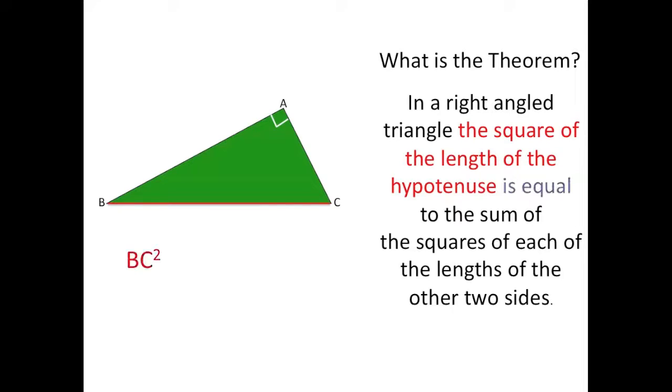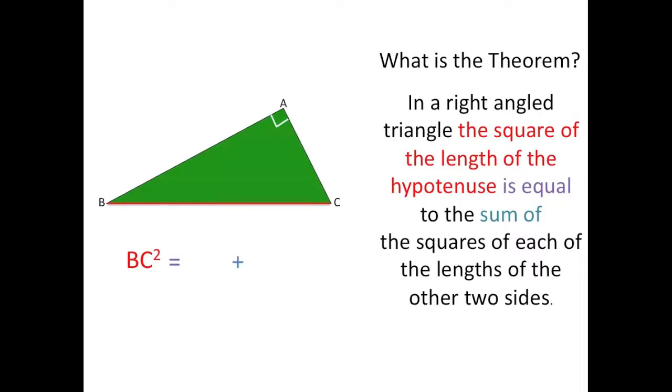Now what's the next part? Is equal. So BC squared is equal to something. So let's put an equal sign. Next, to the sum of. So to the sum of basically means that we're adding something. So BC squared is equal to something that's being added.